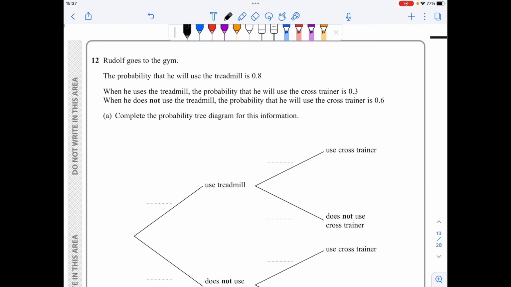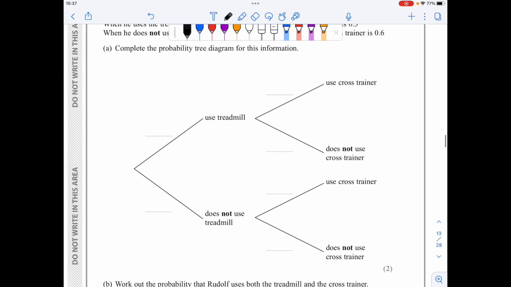For question 12, I've got a 0.8 probability of using the treadmill, which means there's a 0.2 probability of not using it. If you use a treadmill, the probability that you'll use the cross trainer is 0.3, which means there's a probability of 0.7 of not using it. And the corresponding probabilities below are 0.6 and 0.4.